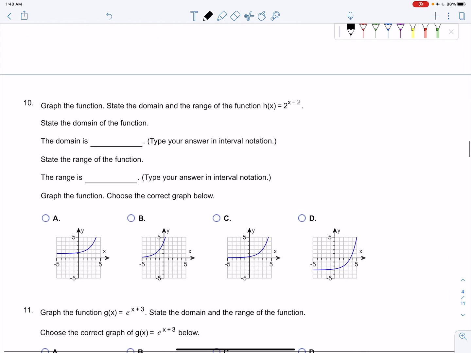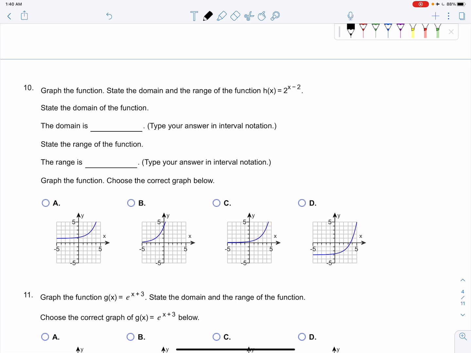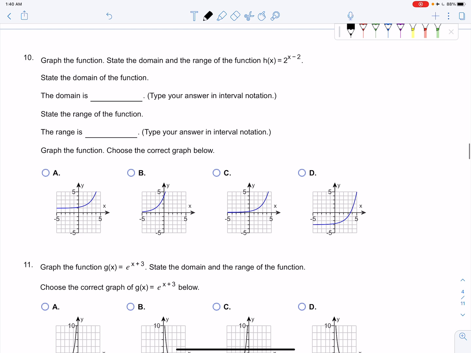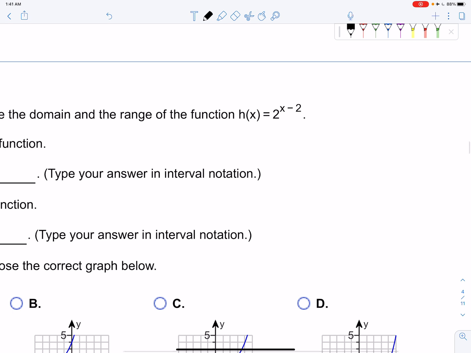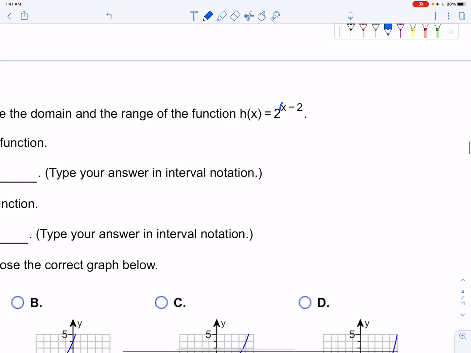And let's flip the page or scroll or whatever we're doing here. We're digitally flipping the page. Number 10, graph the function, state the domain and range of the function. This is going to be h of x. Now look at that. Same old parent there of 2 to the x. But look where that x minus is. That x minus is up here in the exponent. So we know that's going to be a horizontal shift.